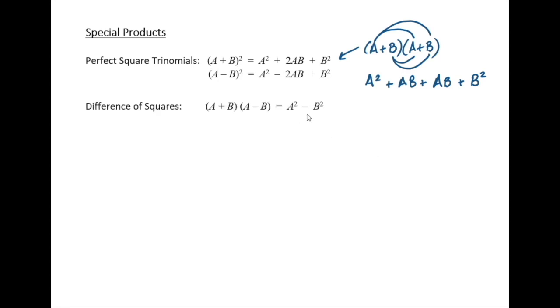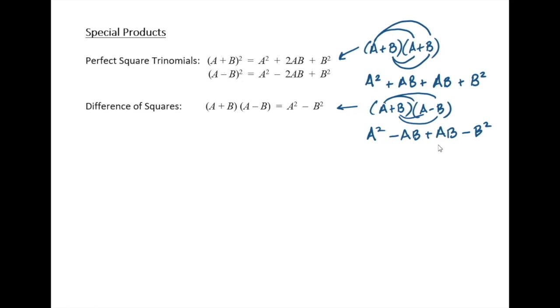We also have a difference of squares, and we get this when we multiply two binomials of the form a plus b, a minus b. When we multiply these out, again, we get a times a is a squared for the product of the first terms. Then we get a times negative b, which is negative ab for the outer terms. Positive b times a is positive ab for the inner terms. And positive b times negative b is negative b squared for the last terms.